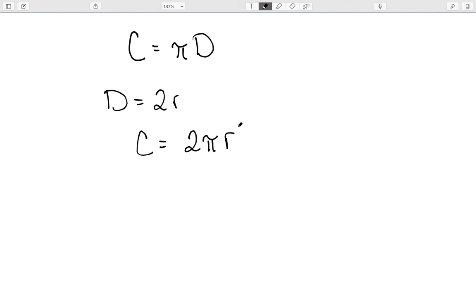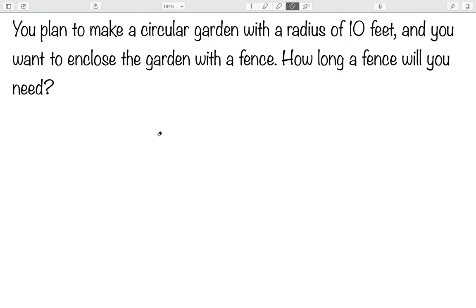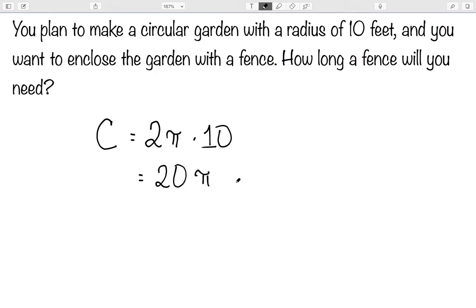Let's look at an example of using this. Let's suppose you plan to make a circular garden with a radius of 10 feet, and you want to enclose the garden with a fence. How long a fence would you need? Well, that is exactly the circumference, which would be given by 2 times pi times the radius. So we need it to be 20 pi feet, which is approximately 63 feet of fence that we would need for this garden.